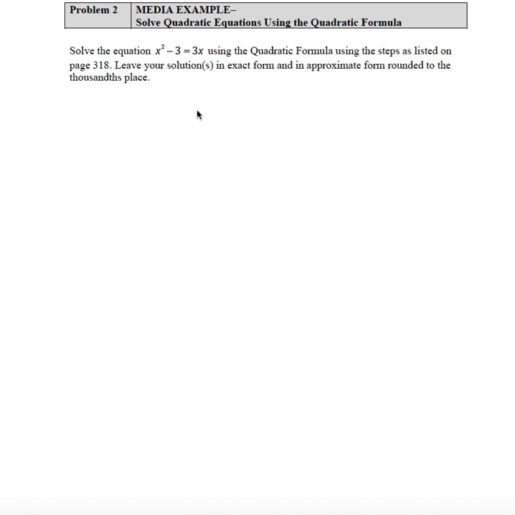In this problem, we're asked to solve a given quadratic equation using the quadratic formula and following the steps listed on page 318. So the first step on that page is to write the given equation in standard form. This equation is not in standard form. I'm going to write it in standard form by moving the 3x over to the left, subtracting 3x minus 3, and setting it equal to 0.